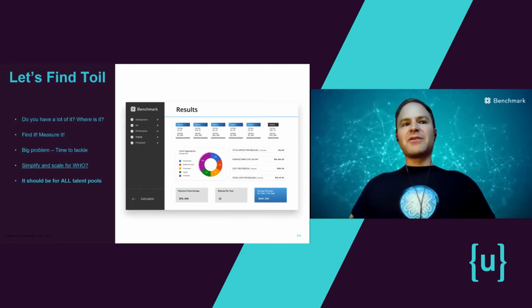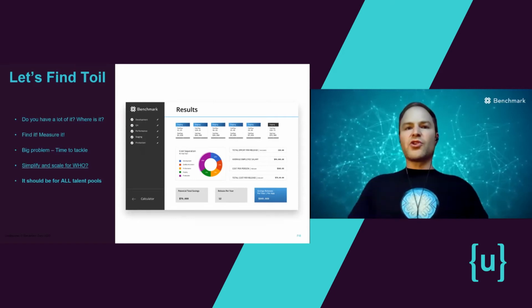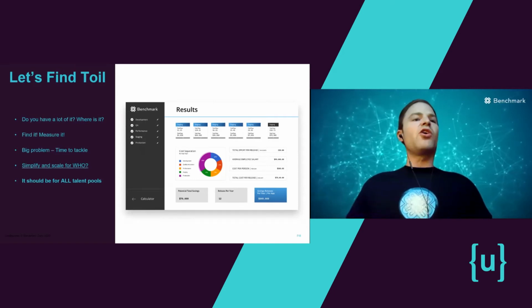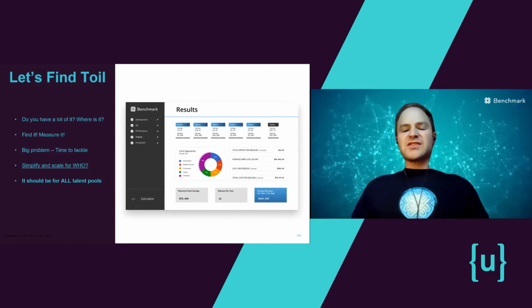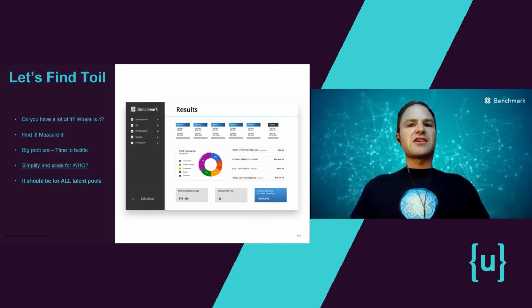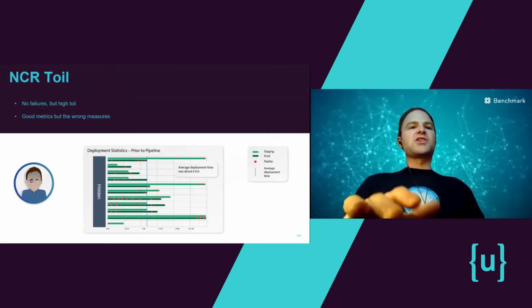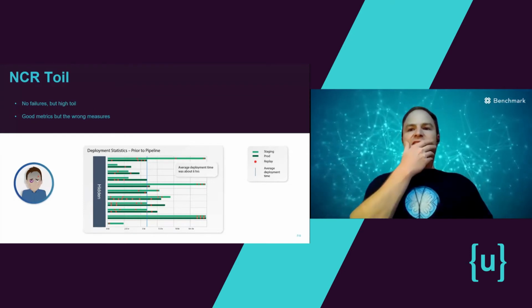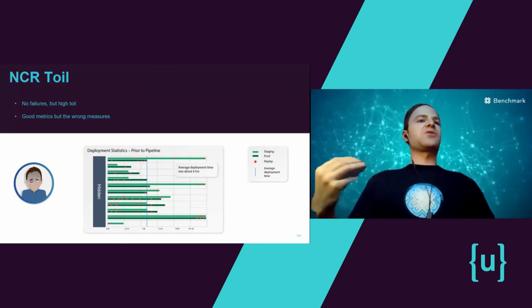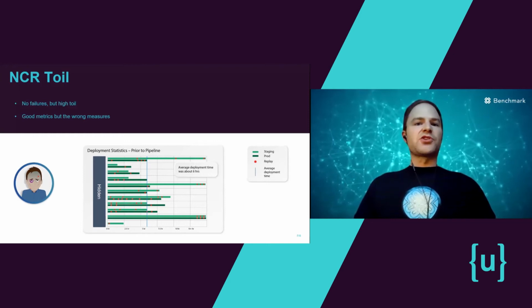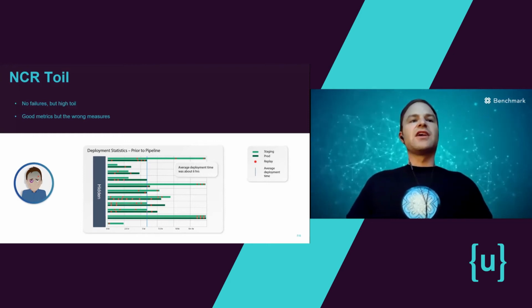You need to solve simplify and scale for the poor talent pool, the normal talent pool, and the brilliant talent pool, because they all have challenges. And you need to incorporate the stakeholders: dev, ops, and security. They all need to be a part of it, because what you're trying to do is get end to end without Toil. How do I do that? If you don't have every stakeholder, you're going to have bottlenecks and measurements that are missing.